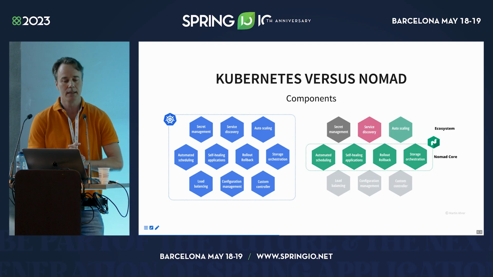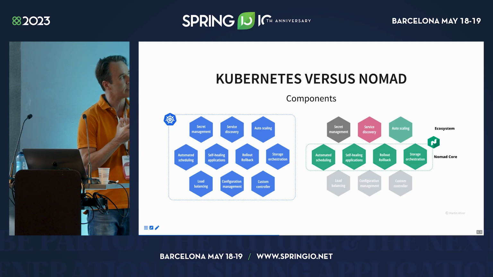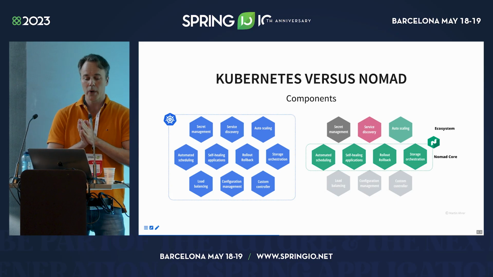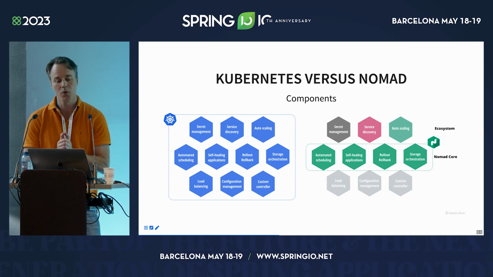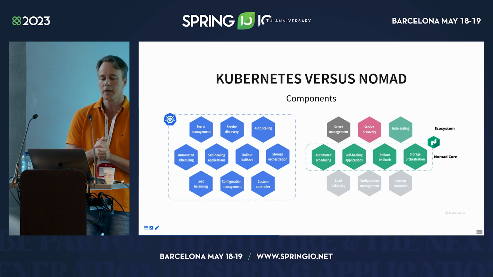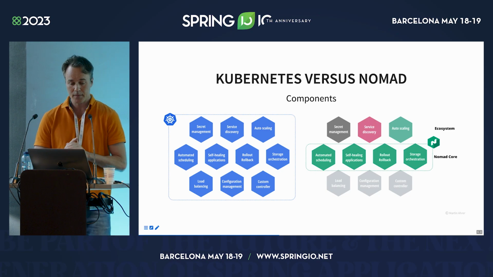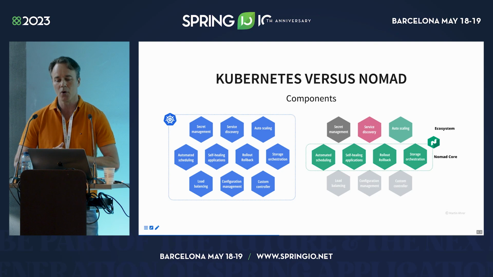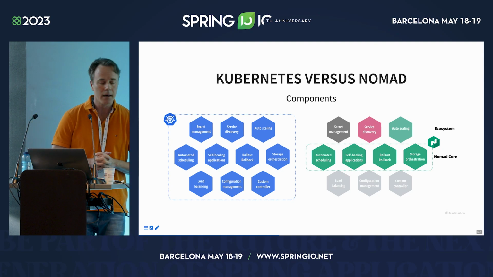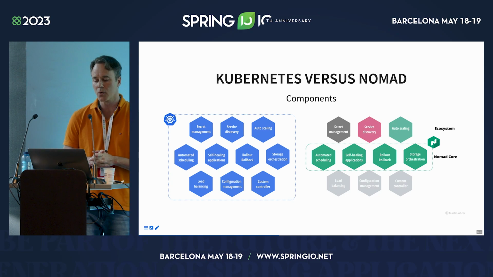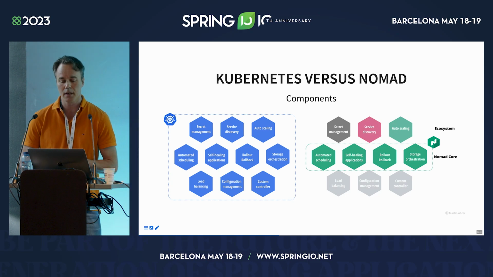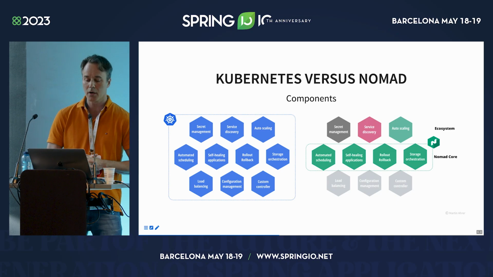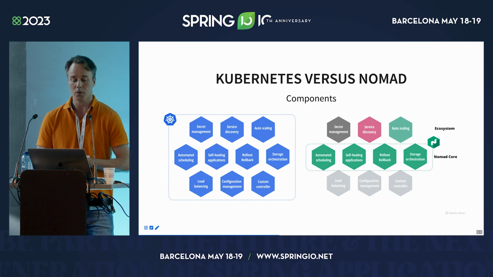So let's look at the components that you get with Kubernetes and Nomad. When you have a Kubernetes cluster, you get quite a large set of building blocks that Kubernetes is made of. Nomad, on the other hand, comes with a much smaller set of core blocks, namely automated scheduling. So Nomad takes care, so you can schedule your workload, you can instantiate your containers or Java workload, so it runs on your worker nodes.